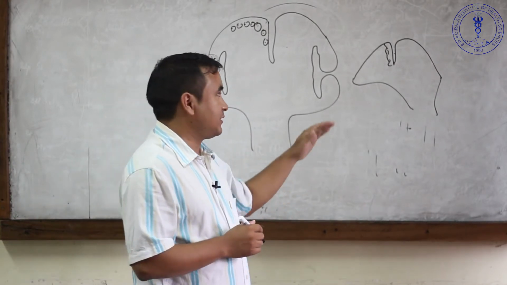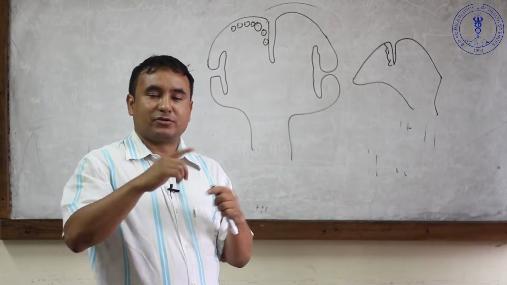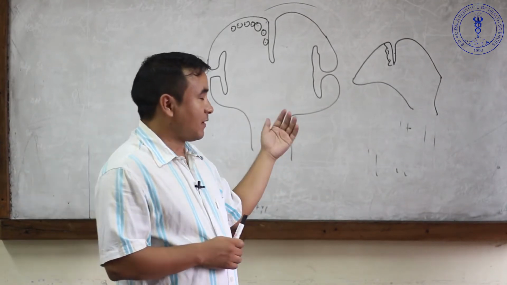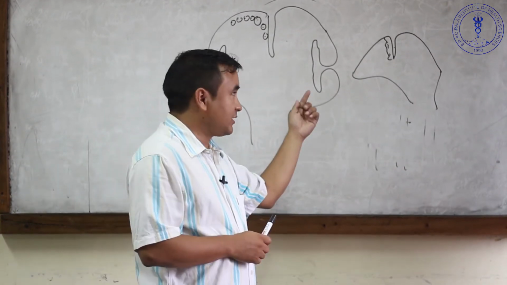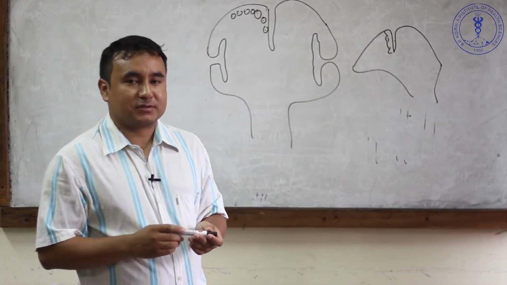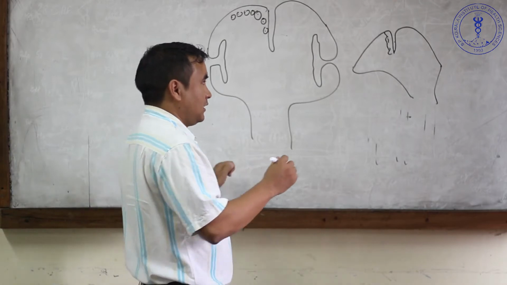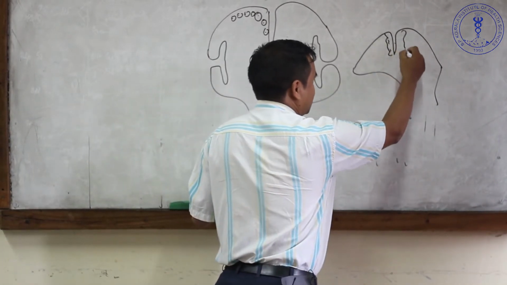Some part of the corticospinal tract also arises from the supplementary motor area and premotor area that lie in the frontal lobe, and some of the fibers also arise from the post-central gyrus.